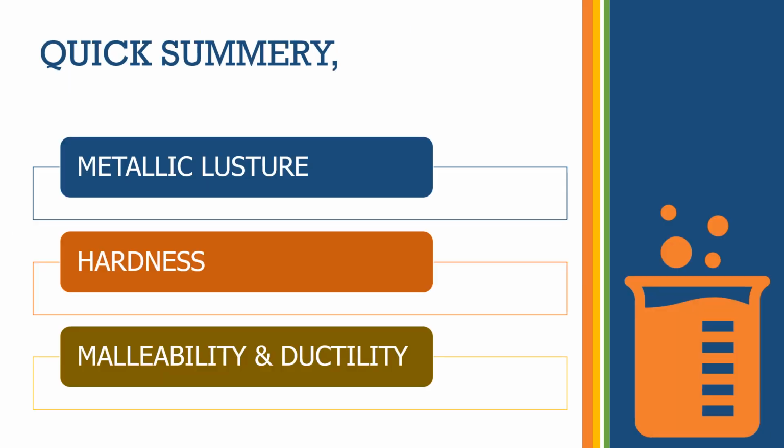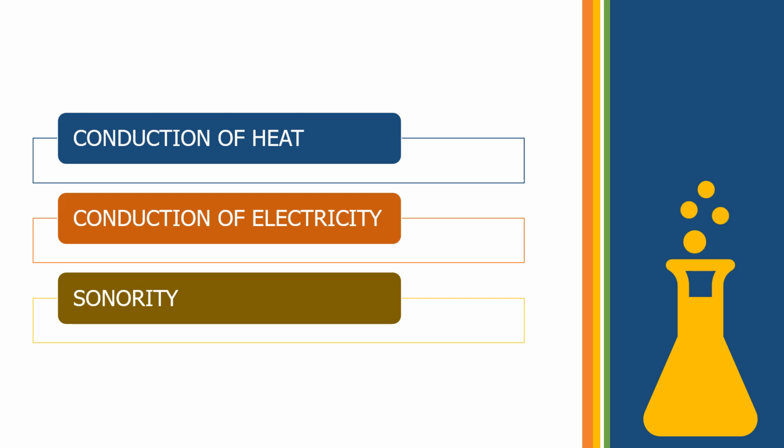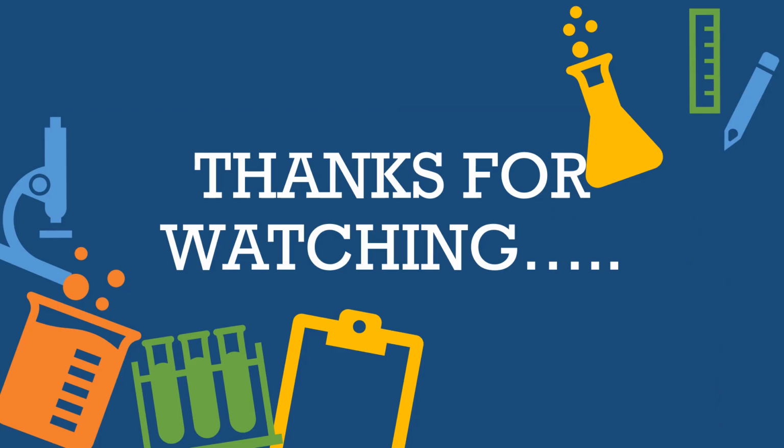So let's do a quick summary of the physical properties of metals. The first one was metallic luster, then hardness, then malleability and ductility. Then it continues with conduction of heat, conduction of electricity and sonority. I hope you have understood the physical properties of metals. In the next video we are going to understand the physical properties of non-metals. Thanks for watching.